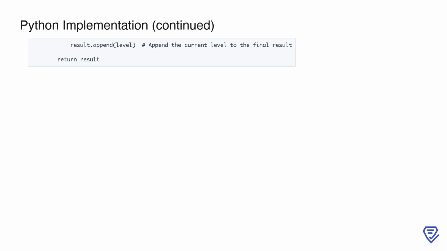Once we've processed all nodes at the current level and built the level list, we append this list to the result. This completes the processing of one level, and the loop continues until the queue is empty, meaning all levels of the tree have been traversed. Finally, after the while loop finishes, the result list, which now contains the values of all nodes grouped by their respective levels, is returned. This completes the level order traversal, giving us a list of lists where each sublist represents the values at one level of the binary tree.